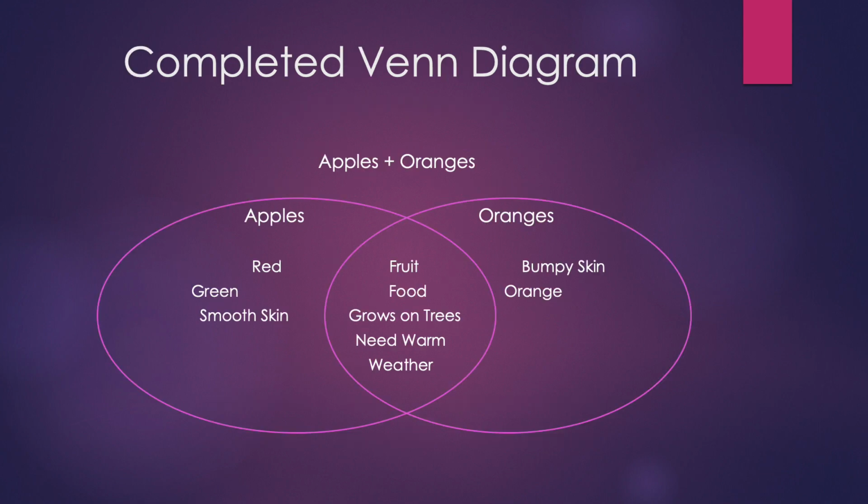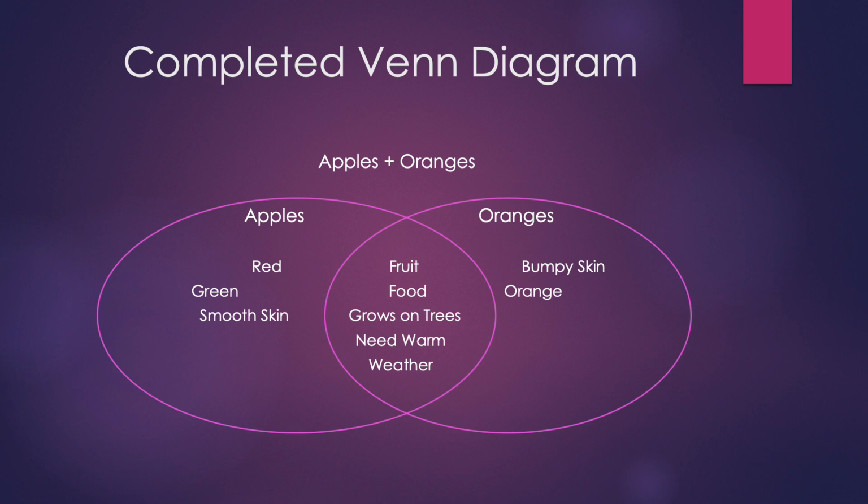Now let's take a look at the completed Venn diagram. So we used the topics apples and oranges to compare and contrast. So if we look at the first circle of the Venn diagram, we would have the word apples, and underneath that we put the words red, green, smooth skin.